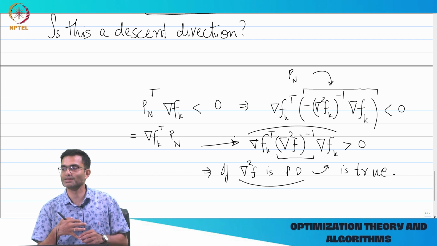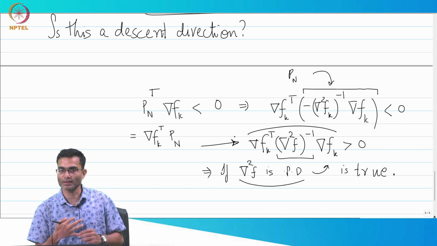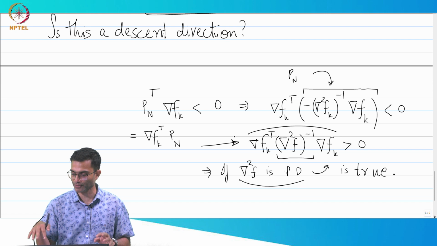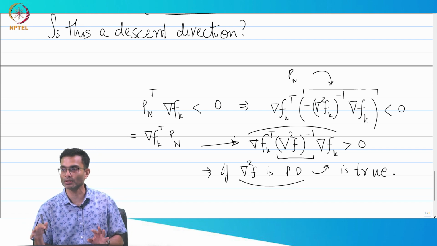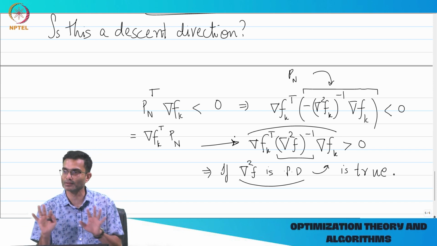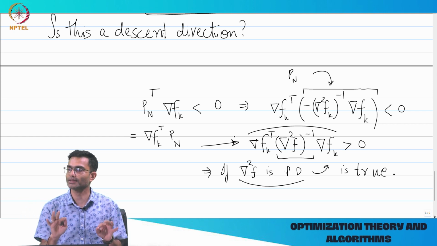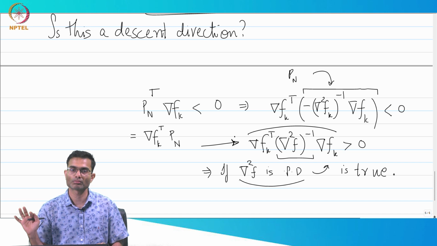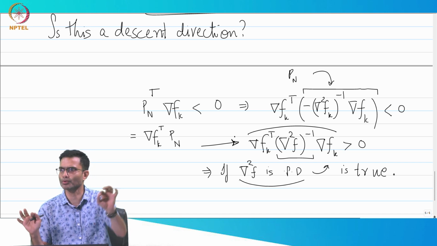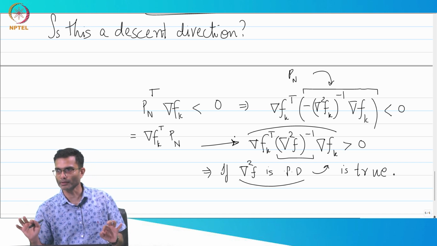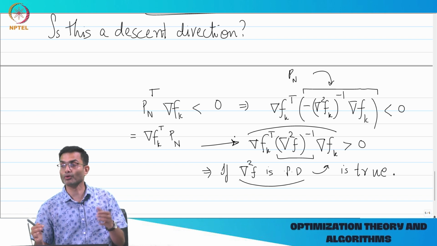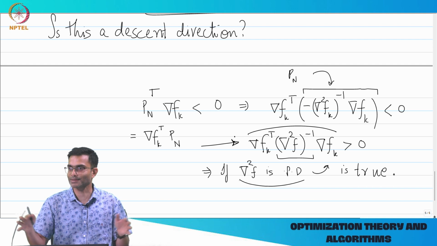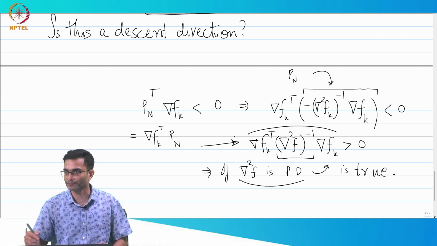So supposing there are some points in space where this expression is true, right? This grad fk transpose del squared f inverse grad fk is greater than 0. So in that case, what is a true statement? That the Newton direction is a legitimate descent direction. So if you were checking at each iteration, you could use that, without needing the Hessian to be positive definite everywhere in space. But as I said, that's a slightly dangerous strategy to follow.